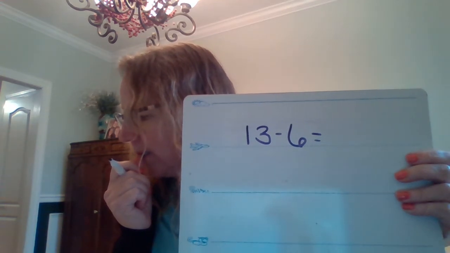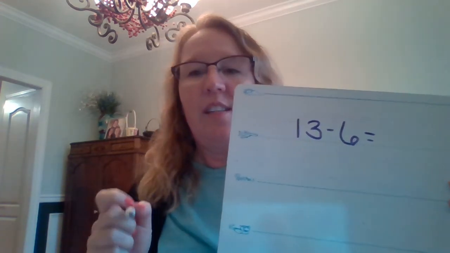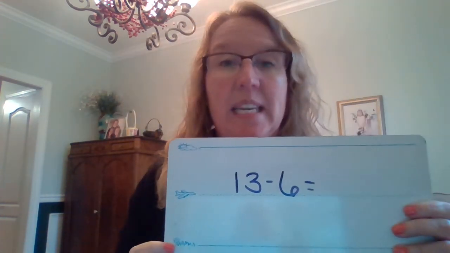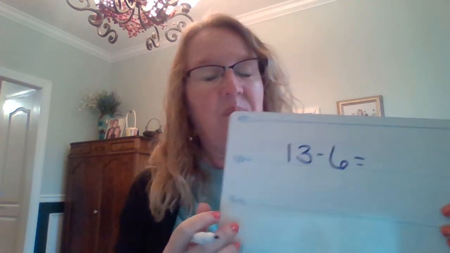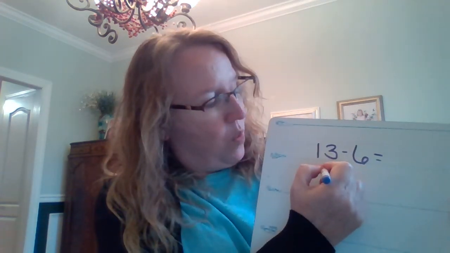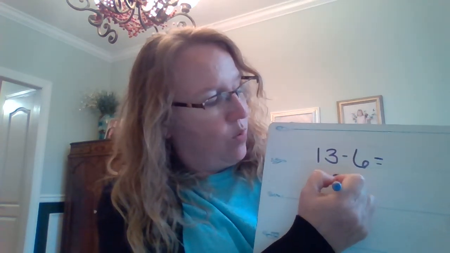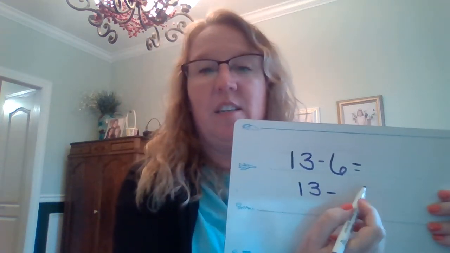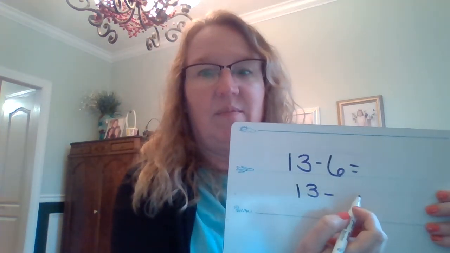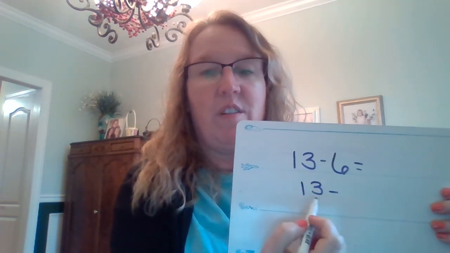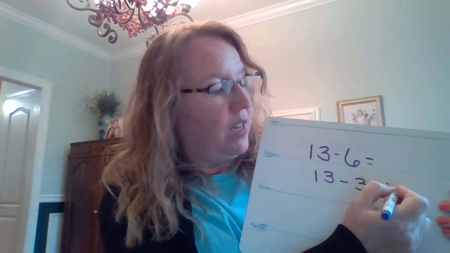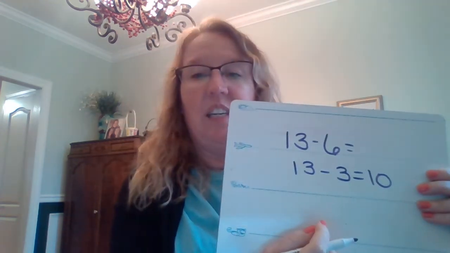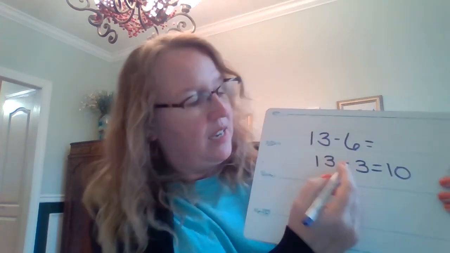Now, let's figure this out. I want to make a 10. 13, what do I have to take away from 13 to make that 10? What goes with 10 to make 13? It's a 3. So 13 minus 3 gives us 10. Okay, so I made a 10.